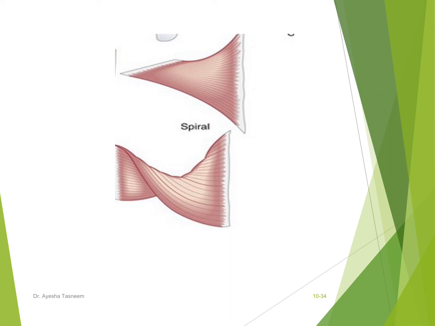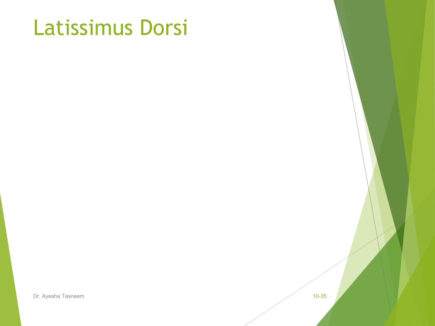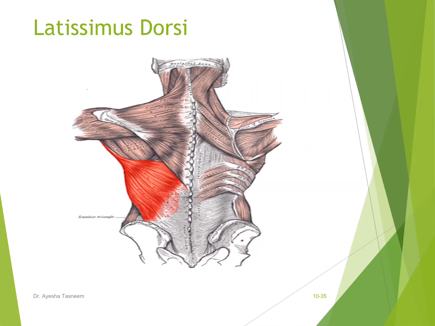You can see here. Here is the example of the Latissimus dorsi. You can see here there is a twist. The red area is the muscle, that is the Latissimus dorsi. You can see here there is a twist while its journey towards its origin.